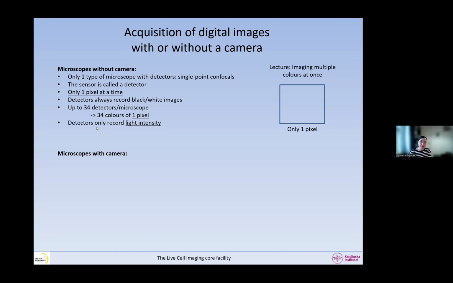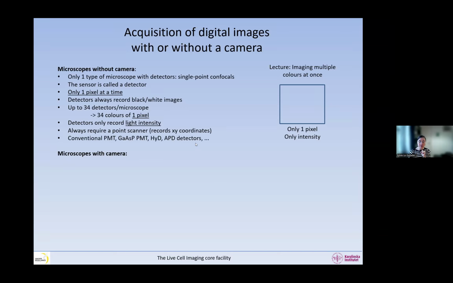So the detectors only record the light intensity, only the intensity. We need to have a scanner which records the XY coordinates. Okay, so when we use a single point confocal, the detectors only record the intensity of one pixel at a time, and then the scanner records the XY coordinates.